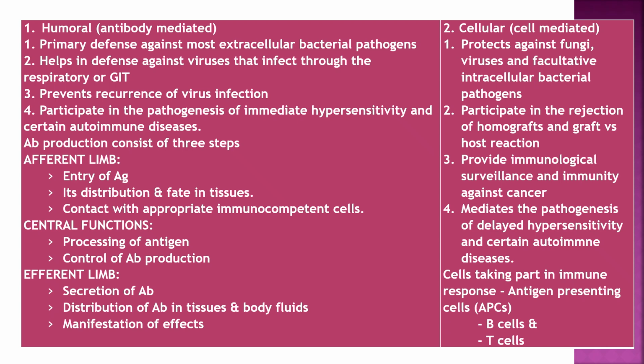Now, antibody production consists of three steps. Afferent leaf: entry of antigen, its distribution and fate in tissue, and contact with appropriate immunocompetent cells. Central function: processing of antigen and control of antibody production. Efferent leaf: secretion of antibody, distribution of antibody in tissues and body fluids, manifestation and effects.